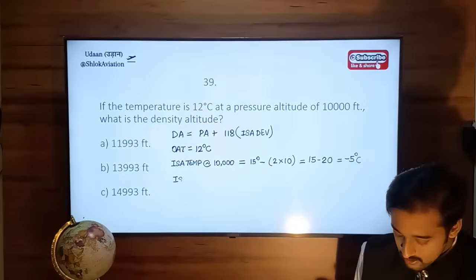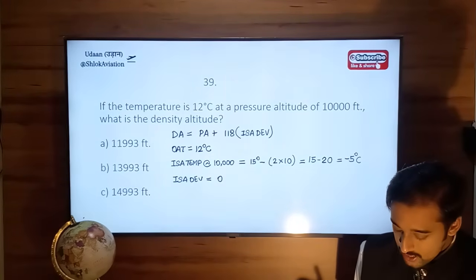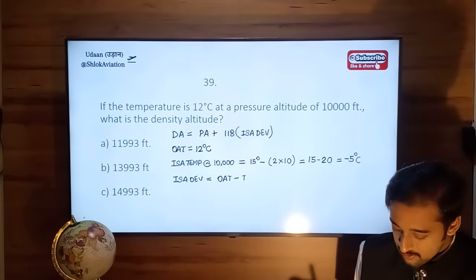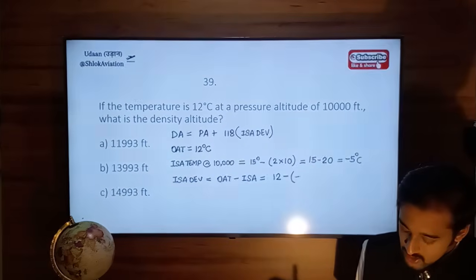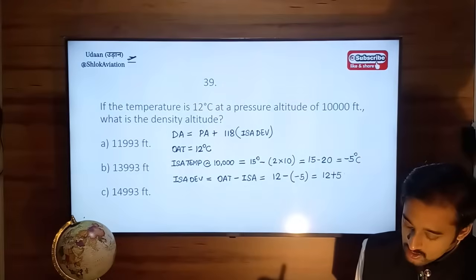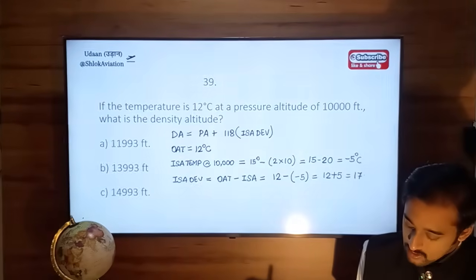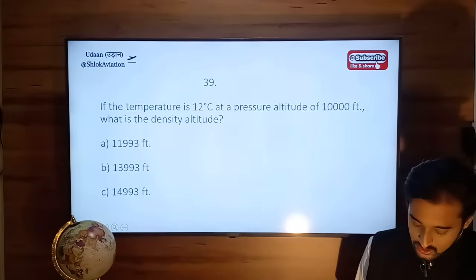ISA deviation equals outside air temperature minus ISA temperature. So outside air temperature is 12, minus ISA temperature, which is minus 5. So 12 plus 5 is equal to 17 degrees Celsius, right?